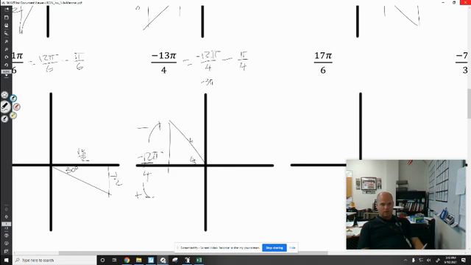45 reference angle, hypotenuse 1. I keep forgetting that. There's a reason why I keep forgetting it. Because in the end, it's not going to make a difference. And then root 2 over 2, that's positive here. Negative root 2 over 2 here.